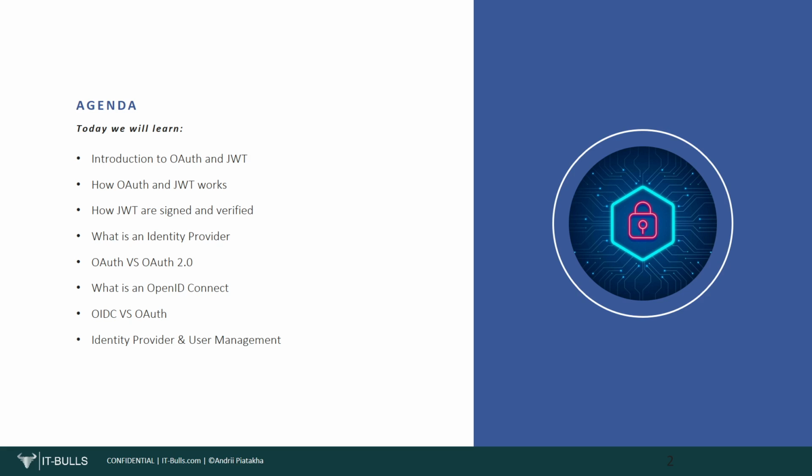Next, we'll talk about identity providers. I'll explain what they are, what role they play in authentication, and how they issue tokens that your application can trust. From there, we'll take a step back and look at the evolution of the protocol, comparing OAuth with OAuth 2. So you'll see how the shift simplified and modernized authorization flows. Then we'll introduce OpenID Connect. I'll show you how it builds on top of OAuth 2 to add identity management, and we'll compare OpenID Connect directly with OAuth so that their differences and use cases are crystal clear.